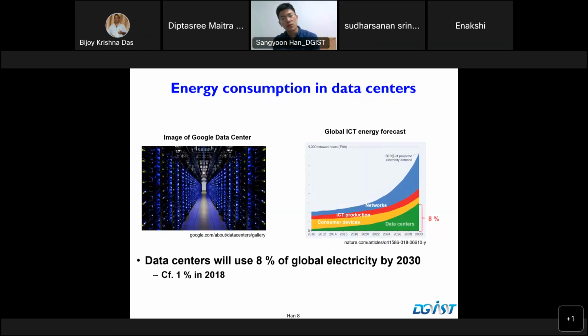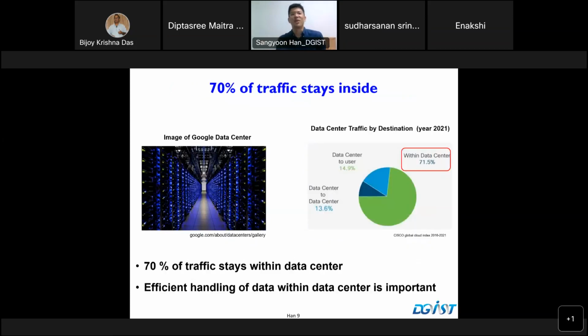Currently, in 2018, because the data traffic is so large, data centers are consuming 1% of worldwide electricity. And if this trend keeps up, if the engineers don't work hard enough, then by 2030 data centers will use up 8% of global electricity. So we should keep working hard.